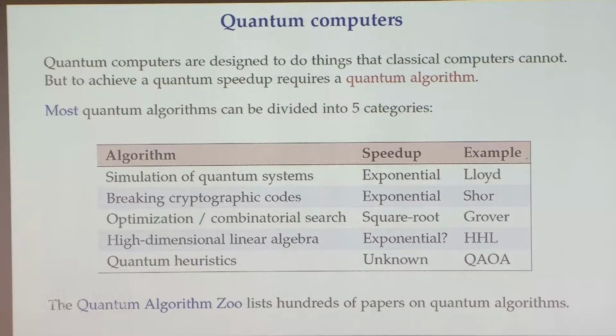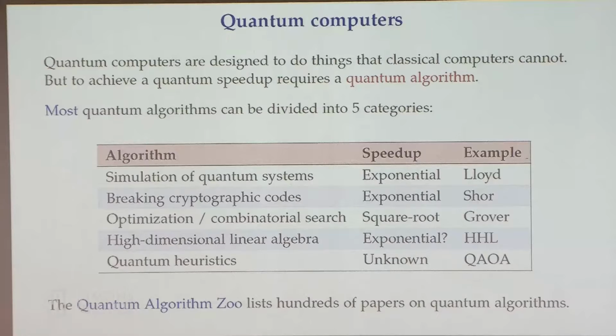And I don't know if any of you have seen this resource, the Quantum Algorithm Zoo, but it's very nice because it lists hundreds of papers on quantum algorithms. Last time I checked, it actually hadn't been updated for a little while. I think it's probably becoming impossible to keep it updated because there's this onslaught of new work on quantum algorithms. But you can go to that and see already hundreds of different algorithms listed.